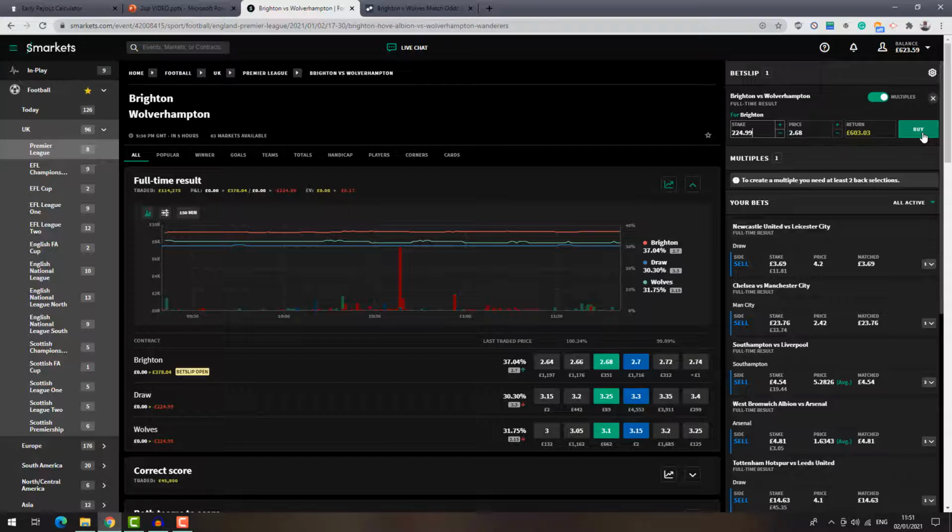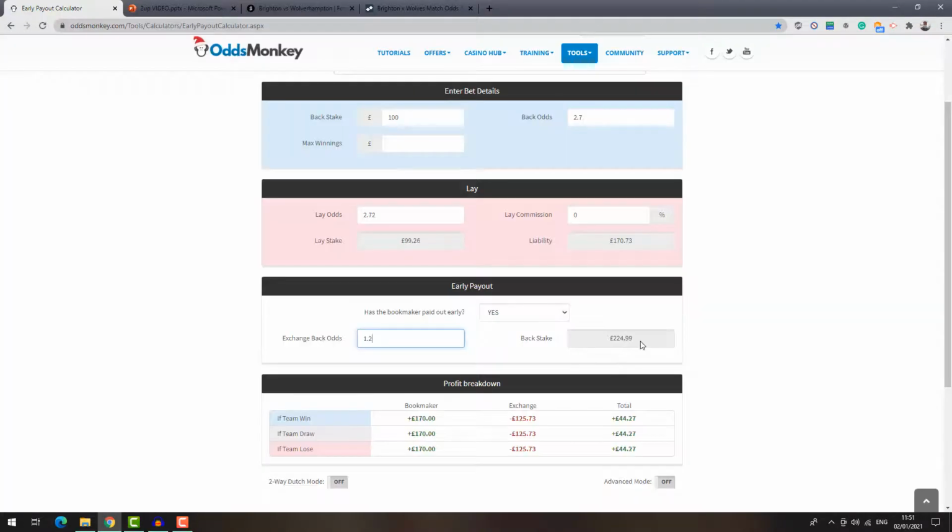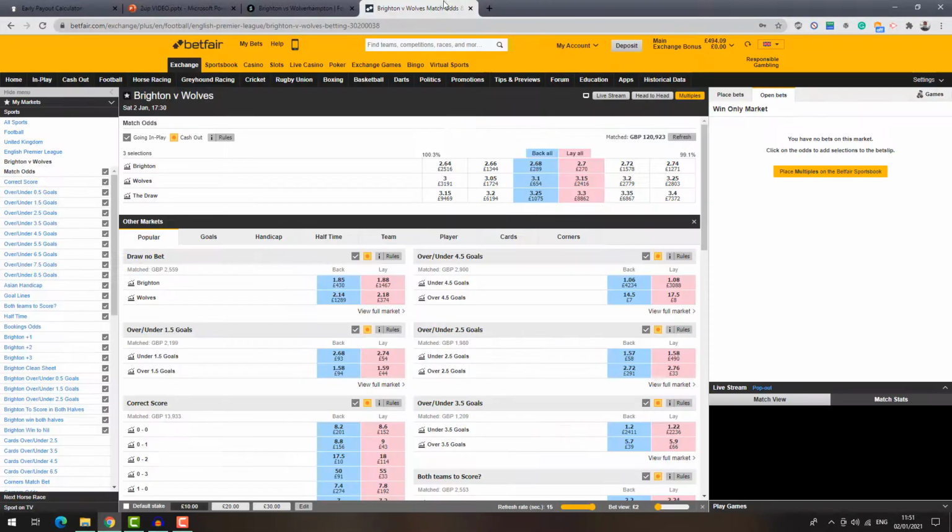Also, this stake amount here isn't entirely what you're going to need inside your account balance to place your back bet, because you'll be combining liability with your initial lay bet. Also, if I jump over to Betfair, the back odds on Betfair are in the blue boxes. So obviously the lay odds are in the pink boxes on Betfair, but the back odds, which you would enter into the back stake box on the early payout calculator, are in the blue boxes.